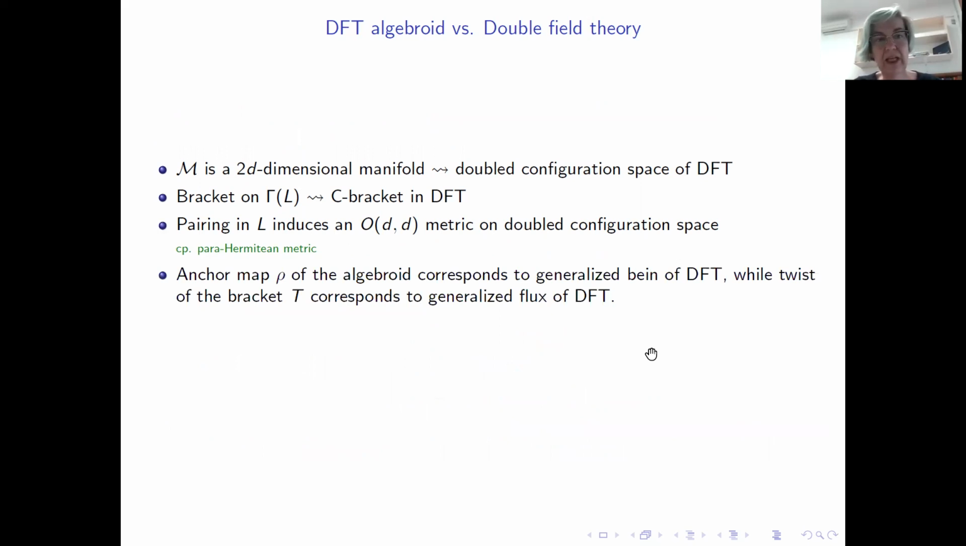In that way, we make an identification between the geometric data of the DFT algebroid and the content of double field theory. In a sense, through the pairing, we induce the O(D,D) metric on the configuration space. We identify the anchor map of the algebroid with the generalized vielbein of double field theory, and the twist of the bracket actually corresponds to the generalized flux of DFT.